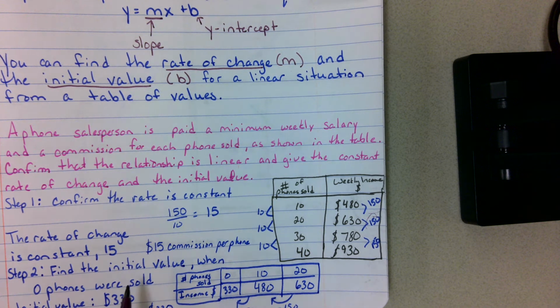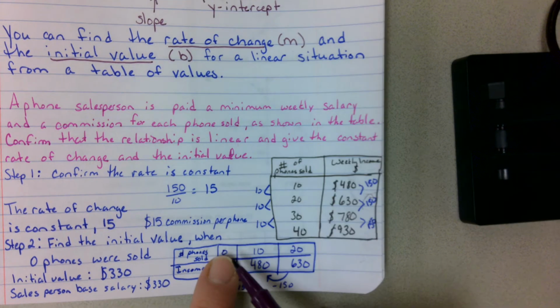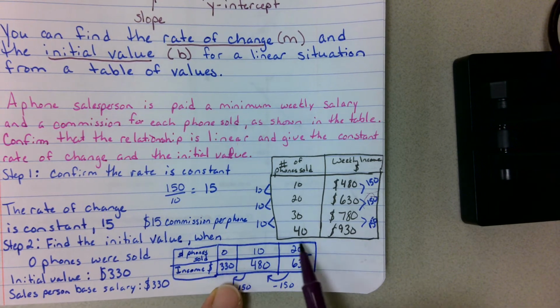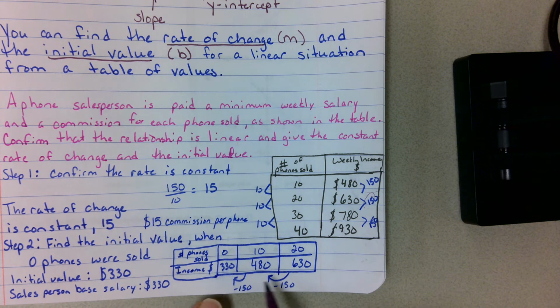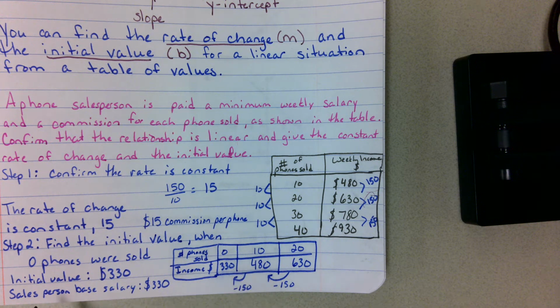Step 2, find the initial value when 0 phones are sold. So I've filled in this right here. All I did was take these 2 points from this table here, and I knew I needed to find when we had 0 phones sold. So I took 150 away, subtracting 150 from 480, and I got 330. So the initial value is $330. That means a salesperson's base salary, or his salary with selling 0 phones, is $330 a week.